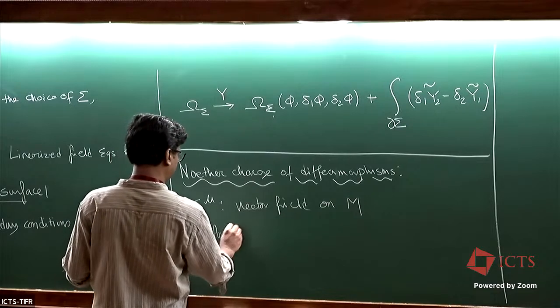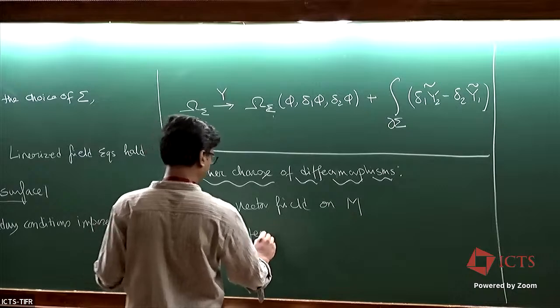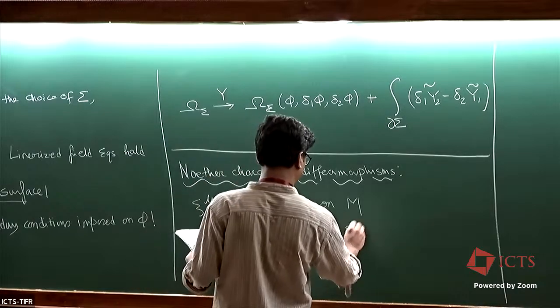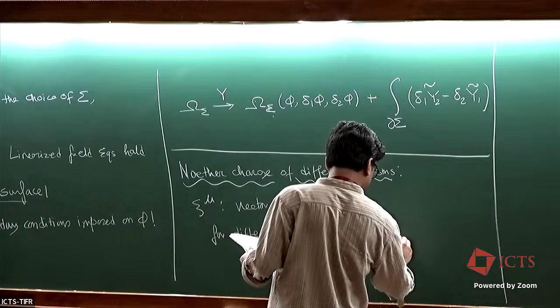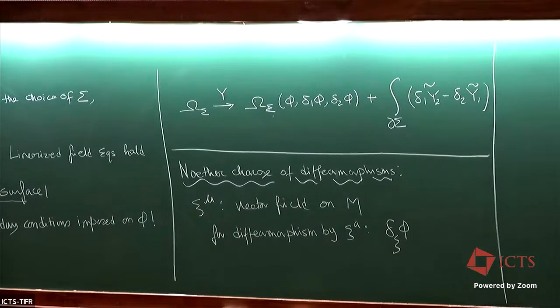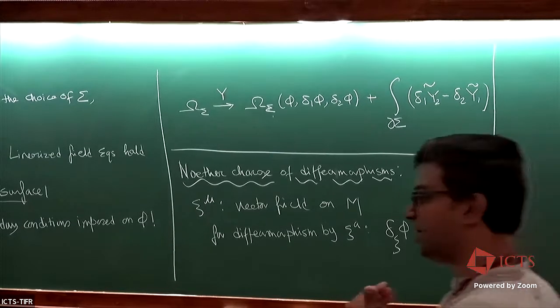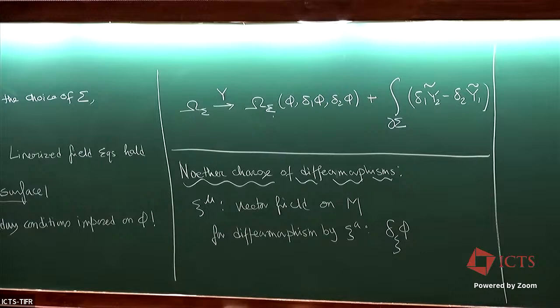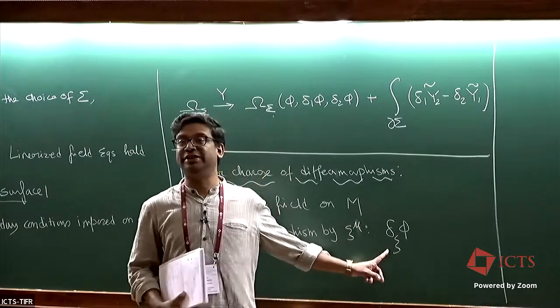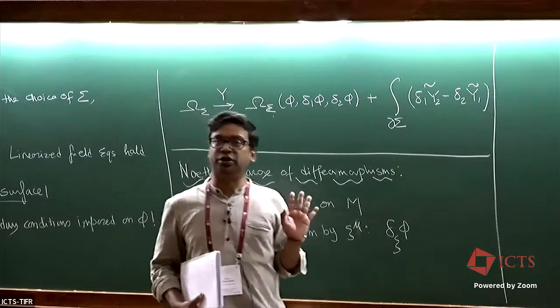For diffeomorphism, by xi I will denote the variation to be this. See, I can take arbitrary variations, but among certain variations, some will be diffeomorphism. Diffeomorphism means they give a one-to-one onto mapping from M to M prime such that my theory does not change. So whenever my variation is a diffeomorphism, I will call that variation del xi phi. This is my notation.